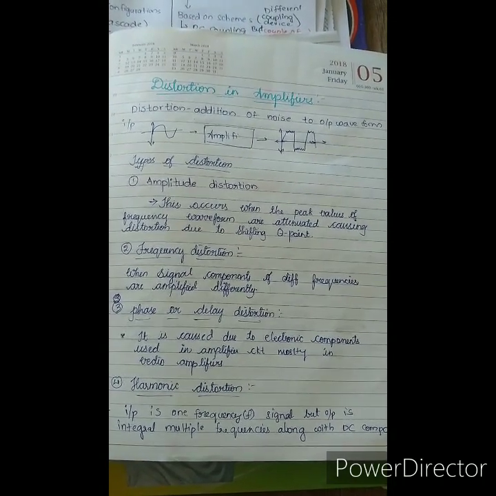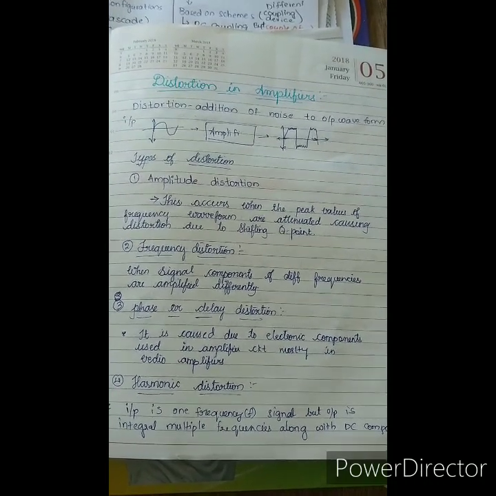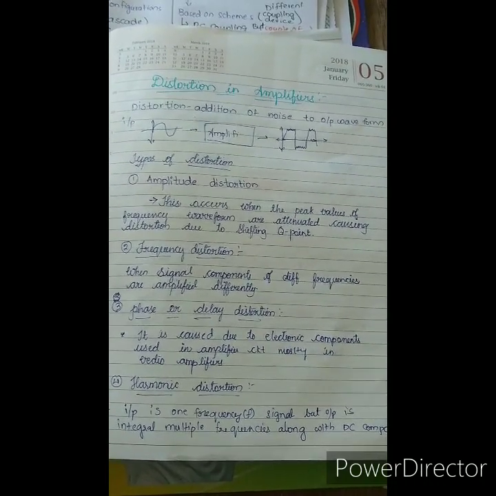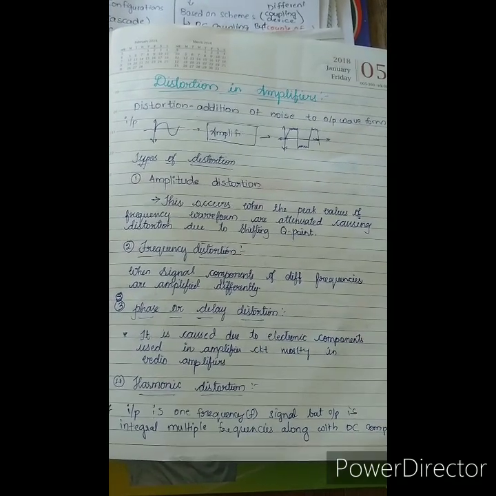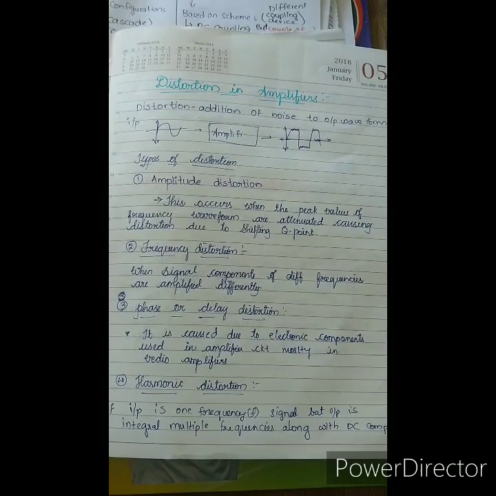When the input waveform does not contain any noise and passes through an amplifier, the result is a disturbed sine wave, because addition of noise means some noise is added to the input signal.